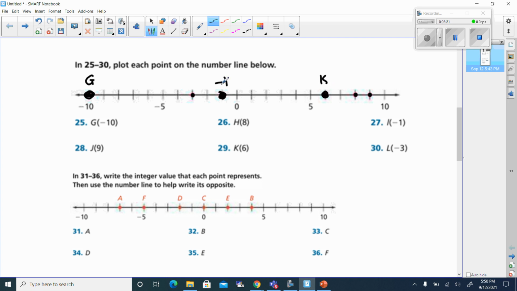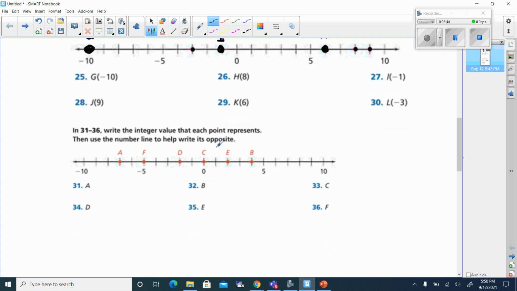I'm sorry, I shouldn't have labeled this -1. Just realized that I was supposed to label it I. So put the dot back there. Oh, that's an ugly dot. There we go. I. Okay. All right, I'm off to number 31 now.